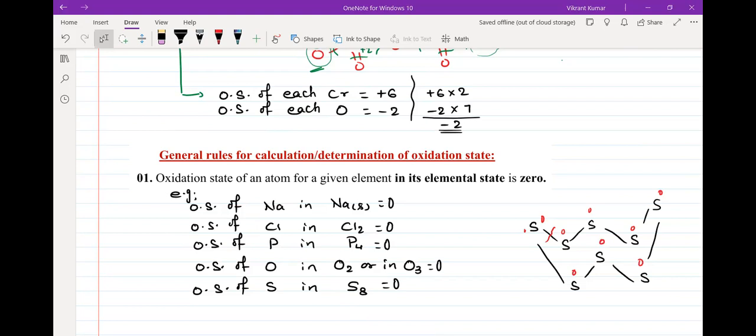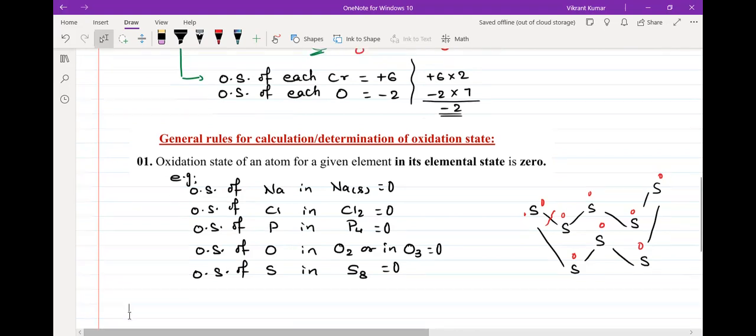Let's move to the second rule. Whenever O forms O2, its oxidation state will be zero. So if someone asks the oxidation state of O in O2, we'll say zero. In O3, zero. S in S2 or S4 or S8, zero. There is no other element, there is no charge over that. So F in F2, zero. H in H2, zero. Is it okay?